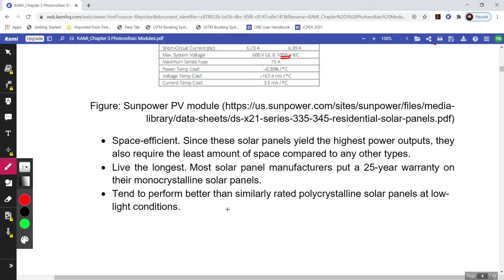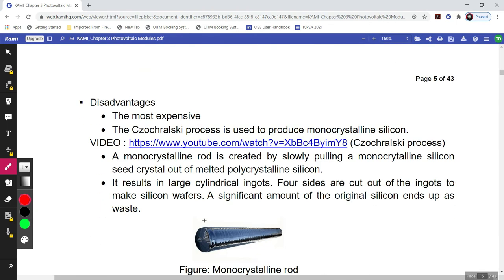Tend to perform better than similarly rated polycrystalline solar panel at low light condition, mean at the low solar irradiance. So disadvantages, the most expensive. The Czochralski process is used to produce monocrystalline silicon.